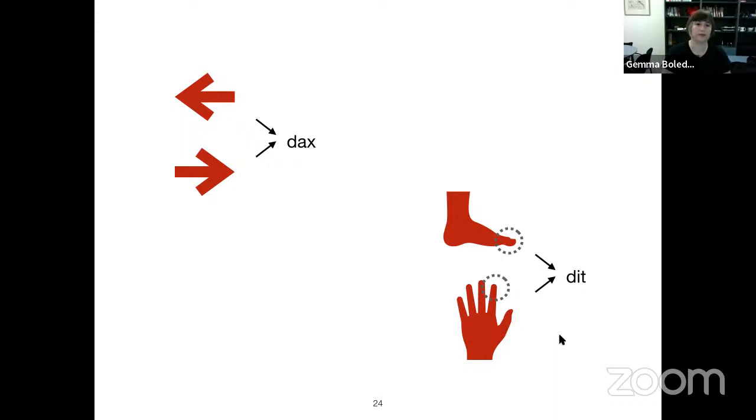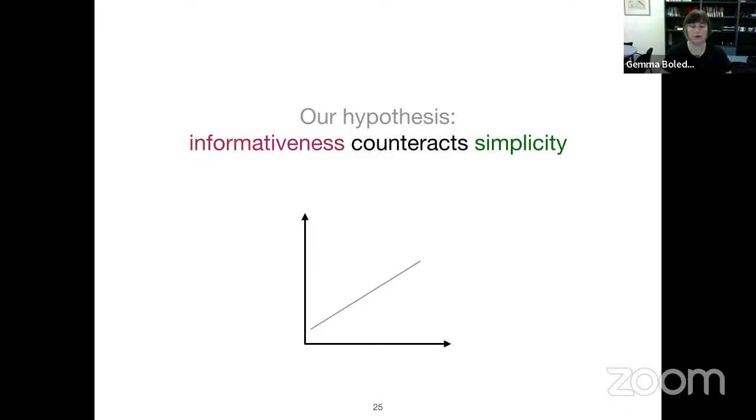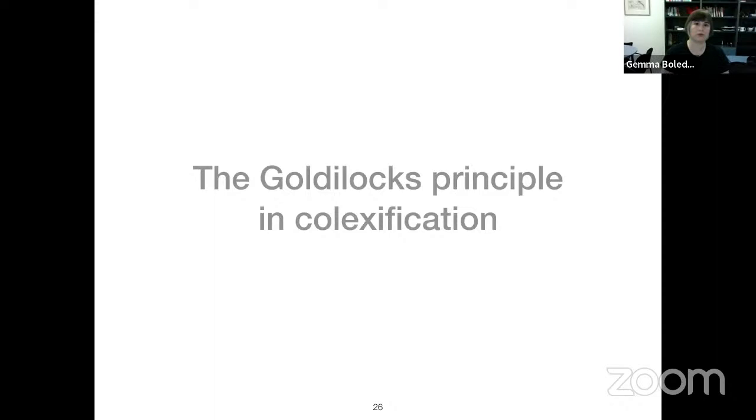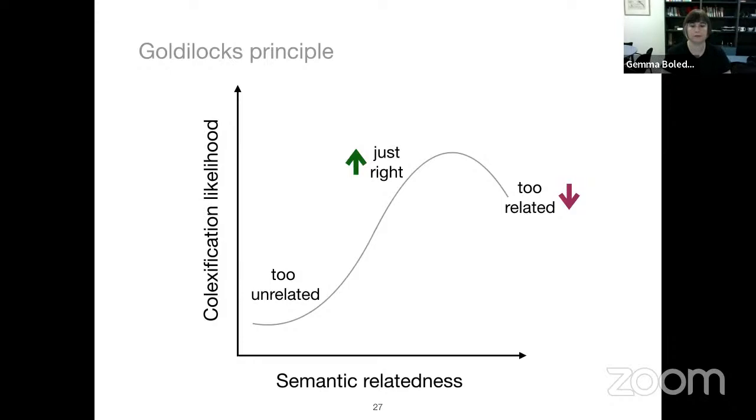All right? Okay, so going back to our contribution, our hypothesis is that informativeness will counteract simplicity. And so at some point, the relationship between semantic relatedness and colexification likelihood will break down, okay? And more concretely, what we hypothesize is that languages follow what we call a Goldilocks principle in colexification. And the Goldilocks principle can be depicted as in the slide. So what we are saying is that meanings colexify when they're neither unrelated nor too related, but just right. And this is a homage to the fairy tale Goldilocks and the Three Bears, in which the main character, Goldilocks, also wants things that are neither too little nor too much, but just right.